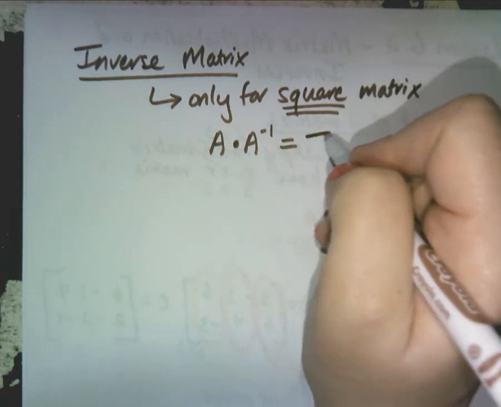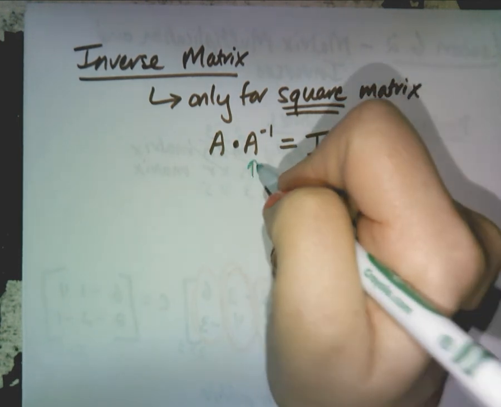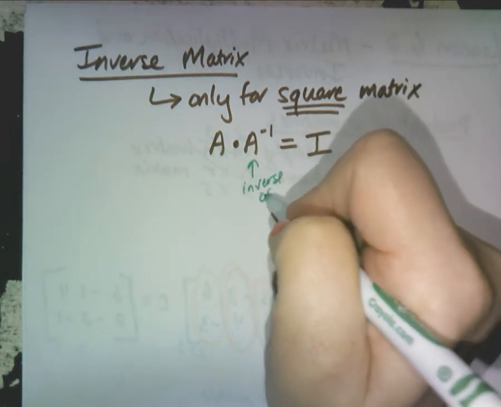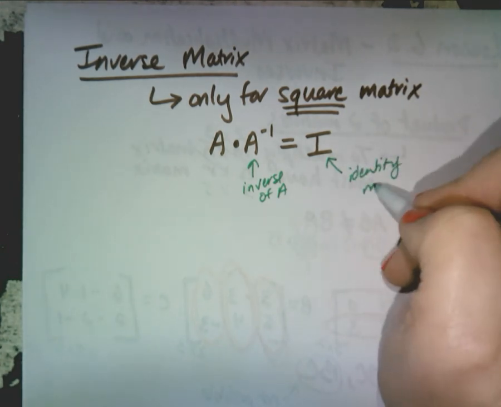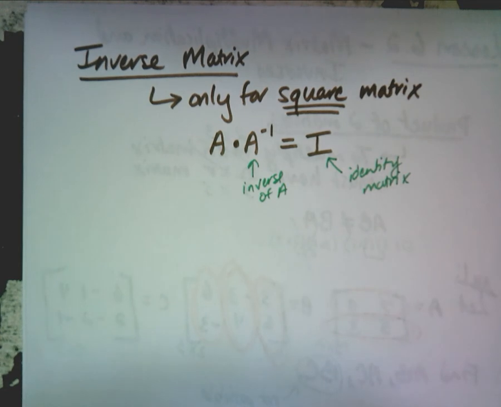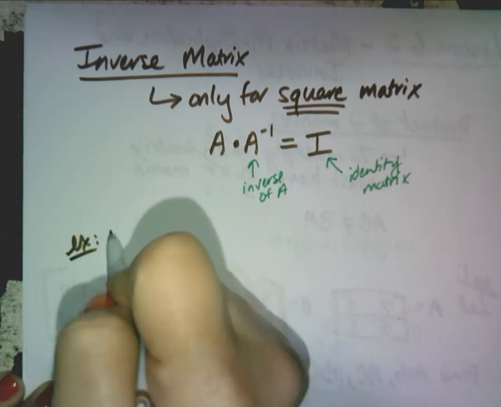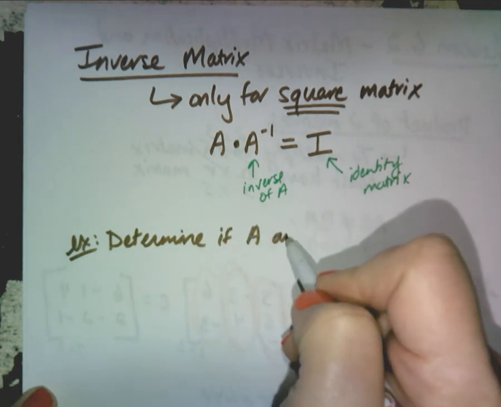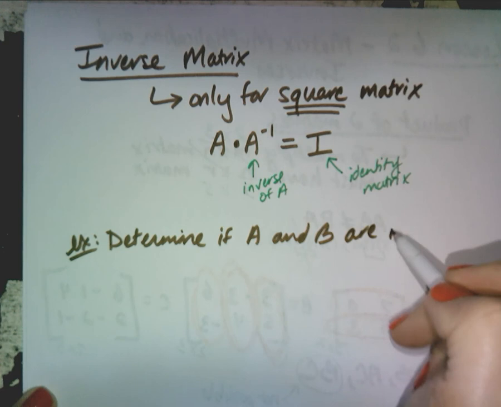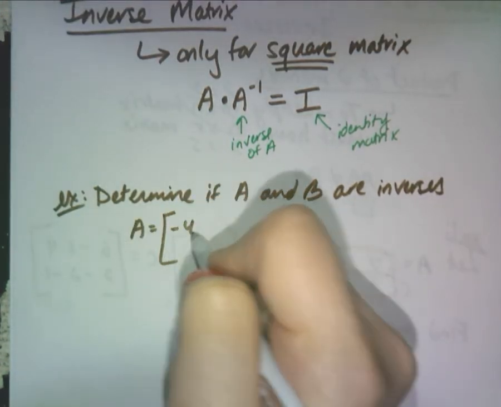Must always equal the I, meaning the identity matrix, okay? So this is the inverse of A. This I stands for the identity matrix, which again, we talked about last class. Identity matrix is ones and zeros, ones along the diagonal, zeros everywhere else, okay? So on your next part of your homework tonight, we'll say determine if matrix A and matrix B are inverses. And they'll give you matrix A, and we'll keep it easy. We'll do a 2 by 2.